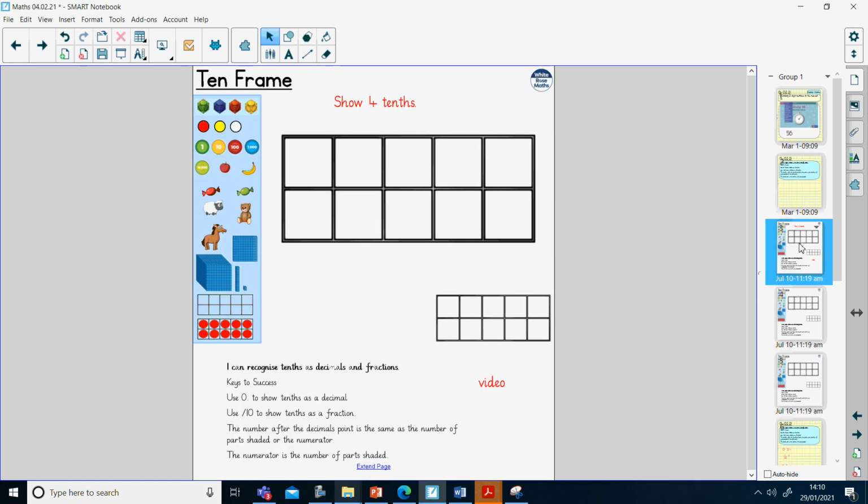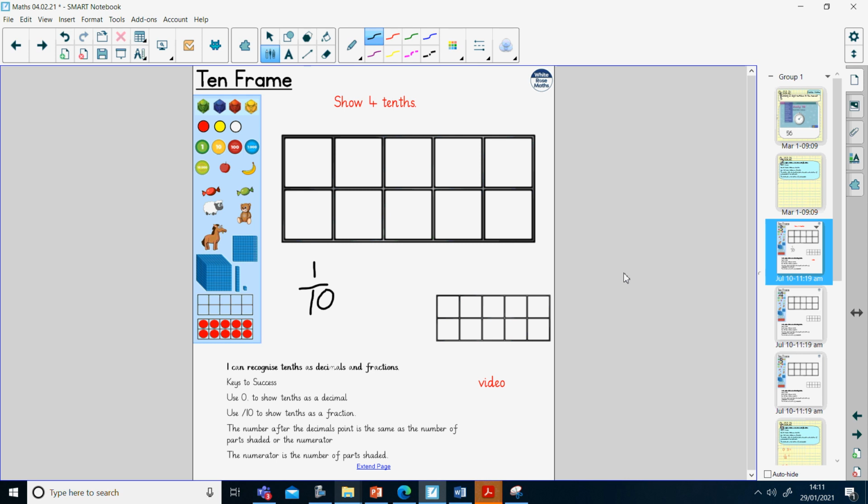Okay, so we're going to look at tenths to begin with. So if we think about the fraction 1/10, it looks like this. 1 part out of 10. So our denominator is 10 because that's the number of parts my rectangle has been broken into.